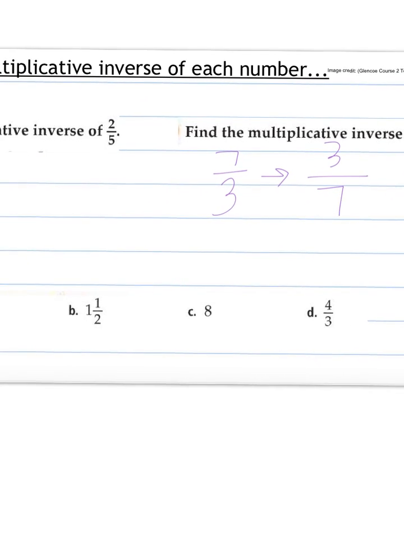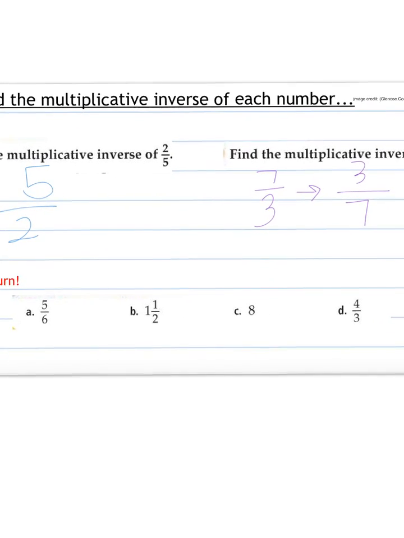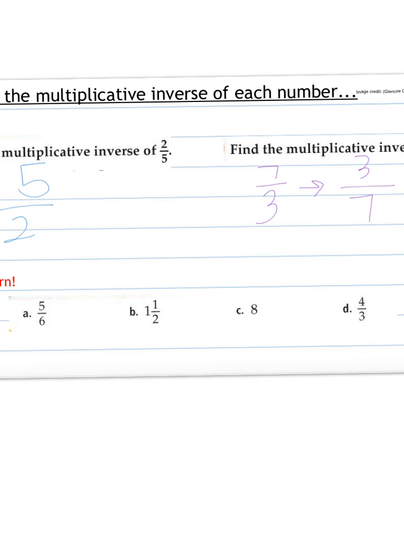Okay. Couple here for you to try on your own and then come back and check. The multiplicative inverse of 5/6, we've taken, flipped that, would be 6/5. 1 1/2, again we have to change this to an improper fraction. 2 times 1 is 2, plus 1 is 3, so 3/2. So now the multiplicative inverse, that flipped, would be 2/3.